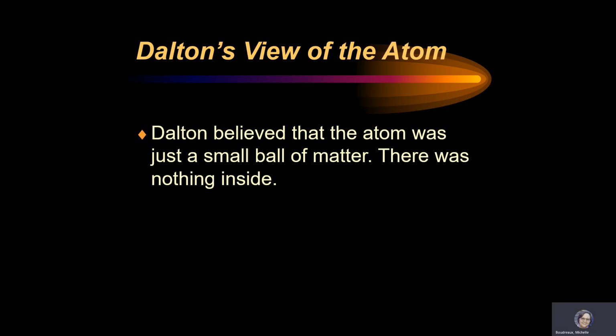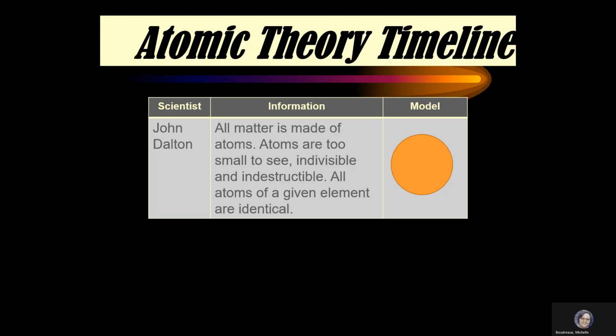And he believed that an atom was just a small ball of matter with nothing inside. So his model would look like this, a sphere, and it would be unable to be broken apart. You can't destroy it, and all elements have the same atom. They would be identical. If they're the same element, it would have exactly the same atom.